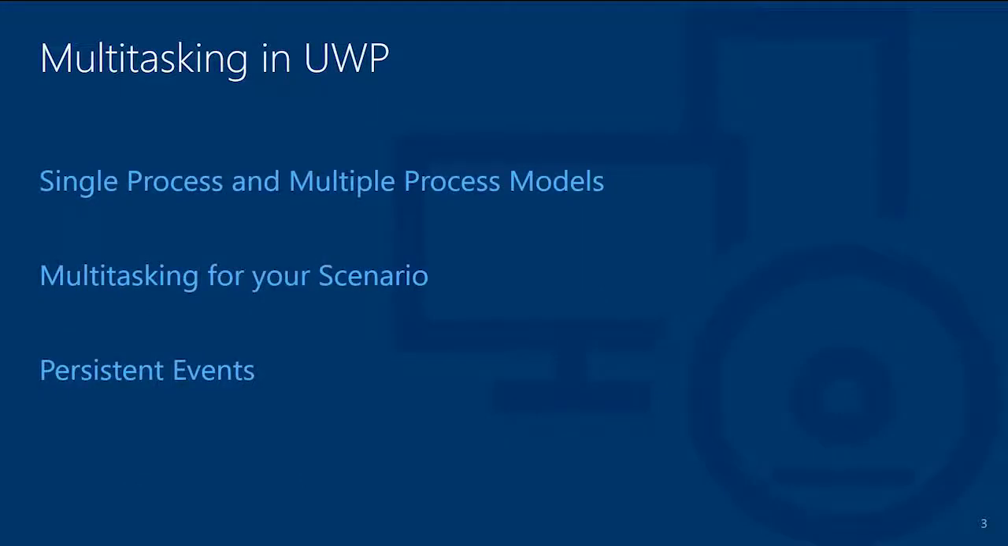When we talk about multitasking, we're talking about what scenarios involve your app going into the background or starting in the background in order to do some work on behalf of the user. Now, in the Fall Creators Update, we've enabled two paths for you so that you have a great amount of choice in your own implementation. You can either choose the single process model, or you can use the older multiple process model.